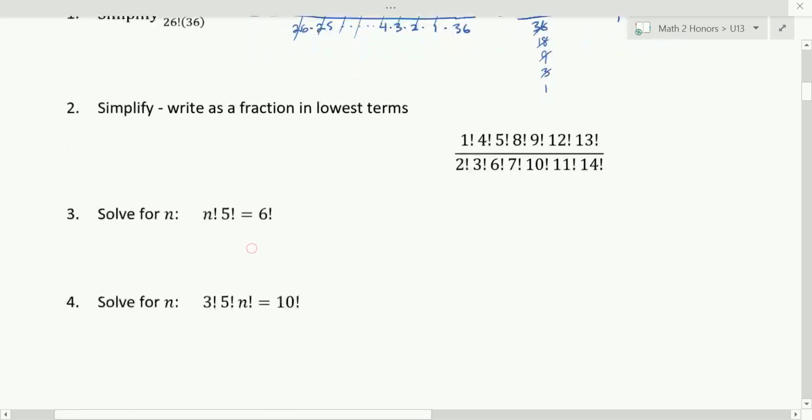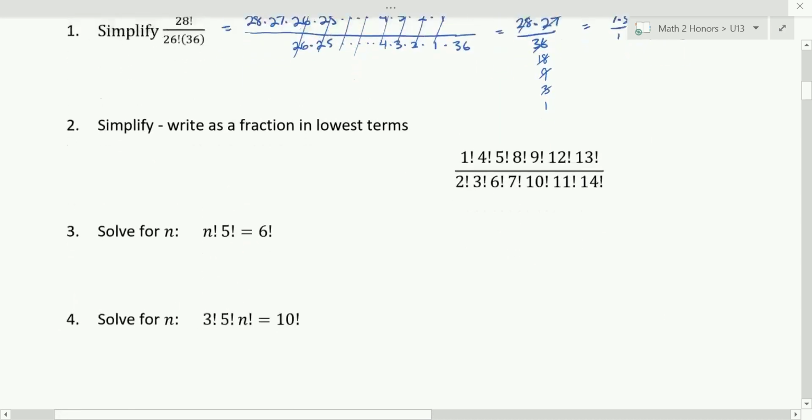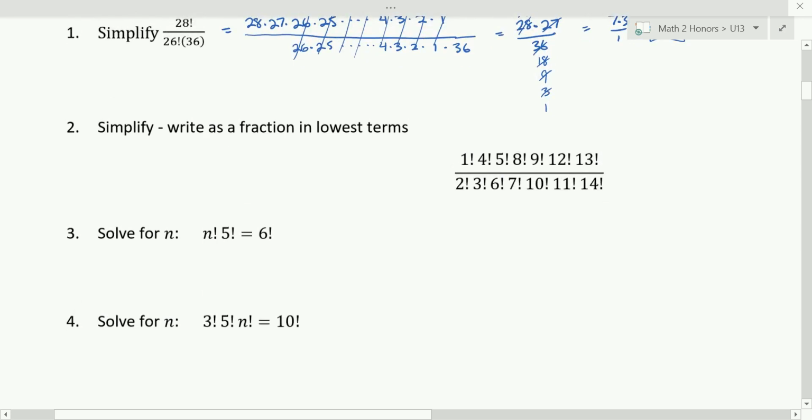Let's take a look at number 4 now. Number 4, you have 3 factorial times 5 factorial times n factorial is equal to 10 factorial. You just got to figure out, well, what should n be? It's got to be an integer. It's not going to be a fraction. Not too many choices out there. So see if you could figure that out. Try to solve for n.